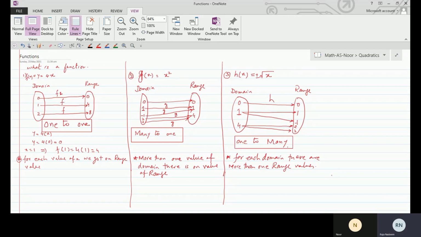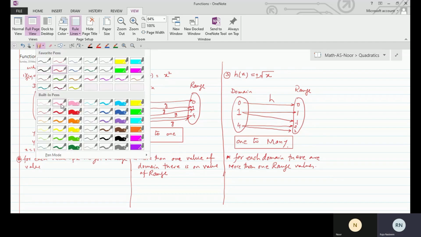We'll say that whenever you have a situation one to one, you would call that a function. Whenever you have a situation many to one, again this situation will fall into the function, but one to many is not a function. Okay, is it clear?